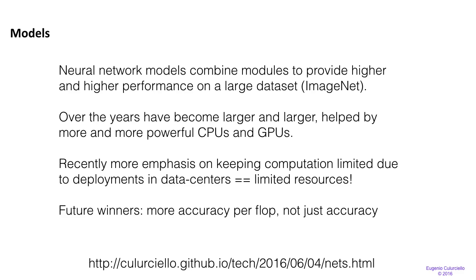Over the years, they have become larger and larger, helped more and more by powerful CPUs and GPUs. Recently, more emphasis on keeping the computation limited has arisen due to deployments in data centers, which have always limited resources. The future winners are always going to be the network models that have more accuracy per flop, and not just accuracy.